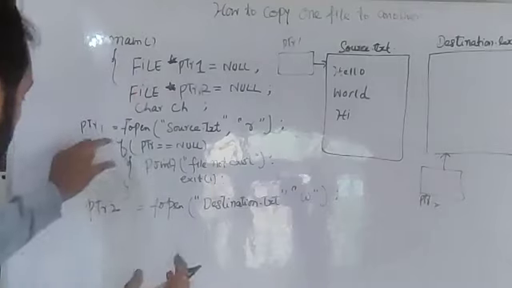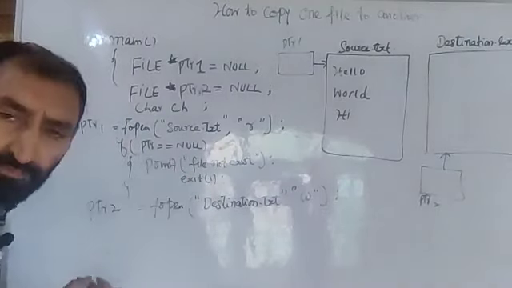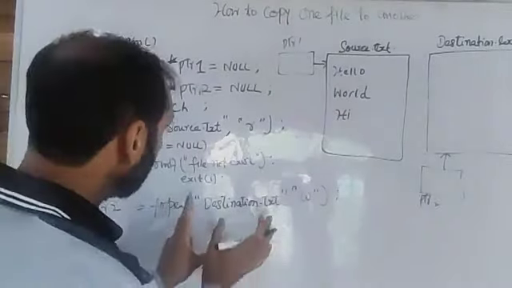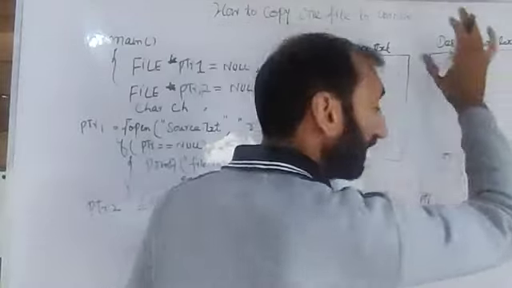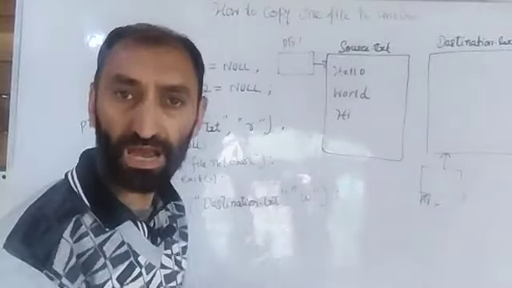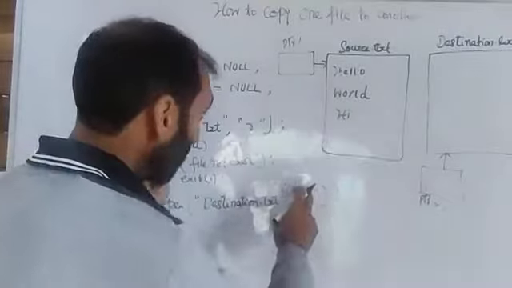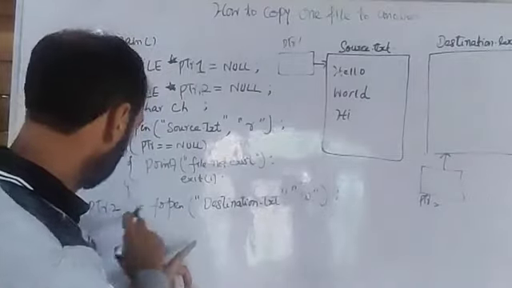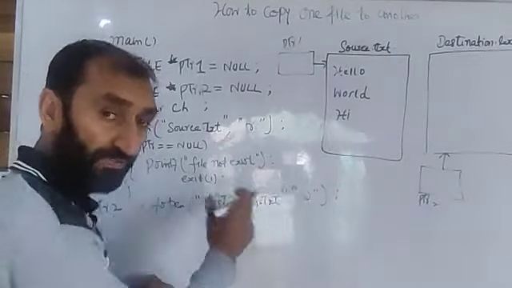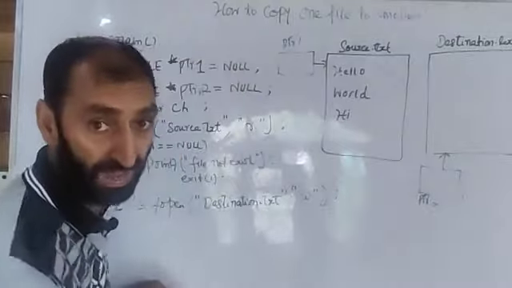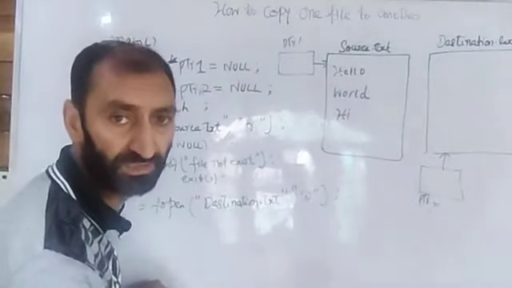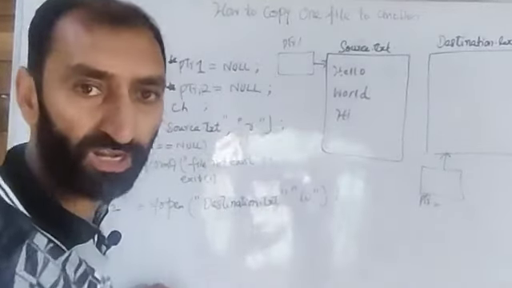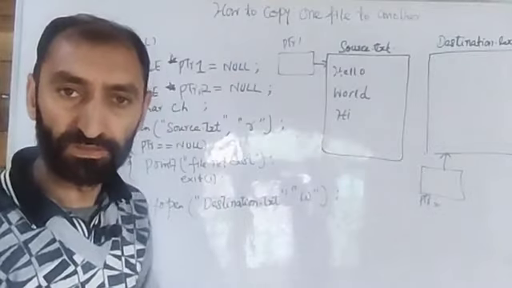We can also check this as well: if PTR2 equals NULL, then printf file does not exist. So now we have opened this file in the read mode and this file in the W mode, that means write mode. Obviously, in W mode, if the file does not exist, it will create a new file. This line will open the file. If the file exists, it will open it. If the file does not exist, it will create a new file and open it. As we have already discussed these modes in previous videos: W mode, R mode, A mode, R plus, W plus, and A plus mode.